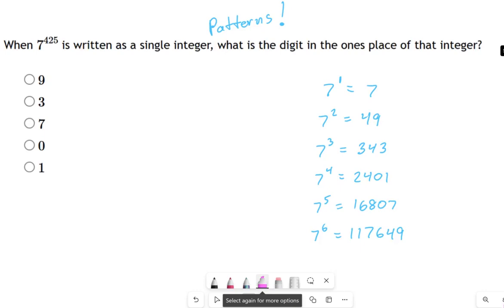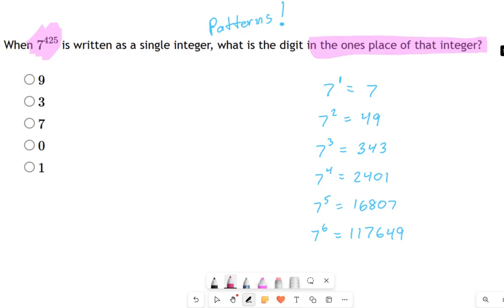In a question like this, we are told to calculate 7 to the 425th power and express that as just a number, right? Write the whole thing out. What would be the digit in the ones place? We're given a couple of options over here.